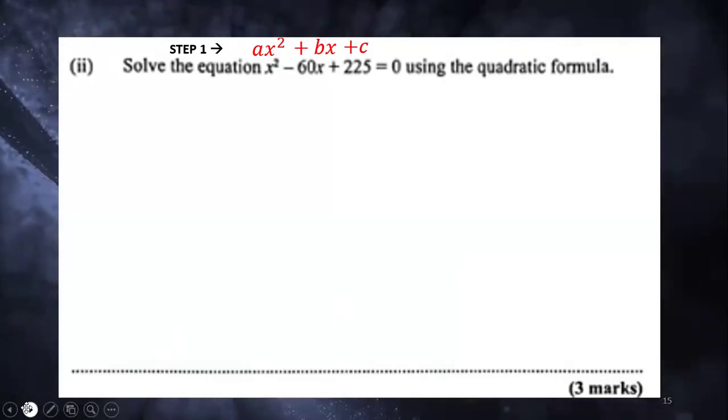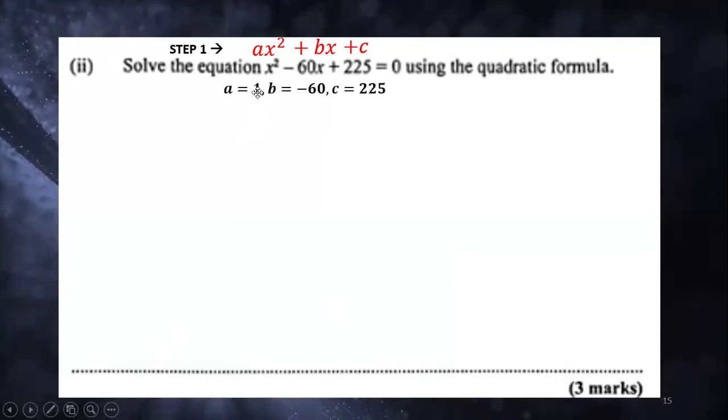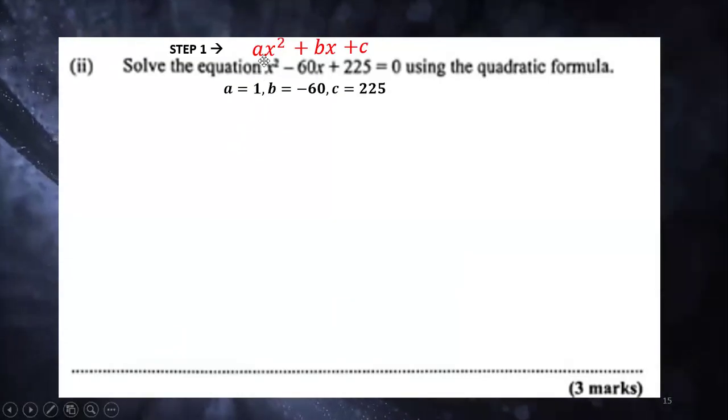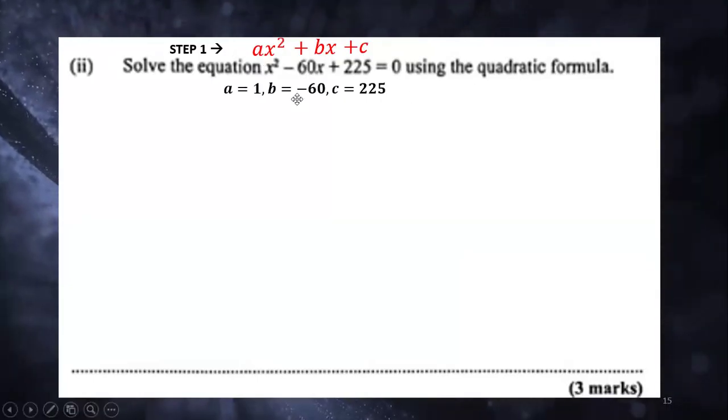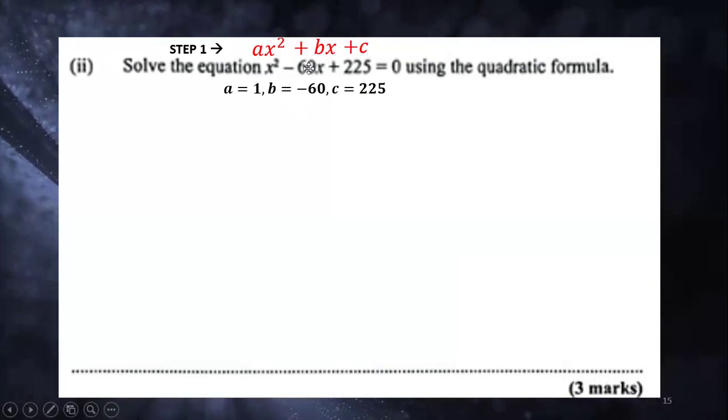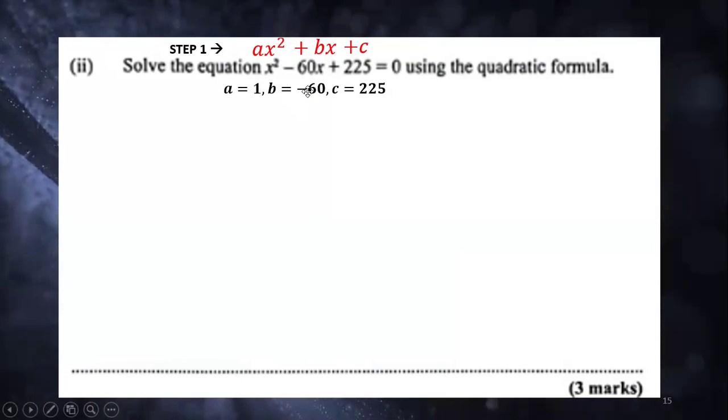We need to know who is A, who is B, and who is C. In this case, A is going to be 1, right? The number in front of the x squared, we don't see a number, so that number is automatically understood to be 1. There is a number in front of the x, which is 60, but it's negative. So this is going to be negative 60.